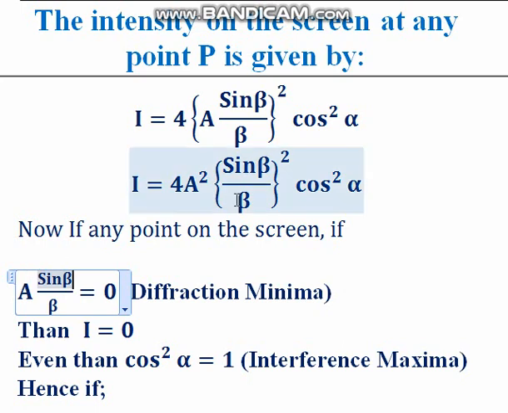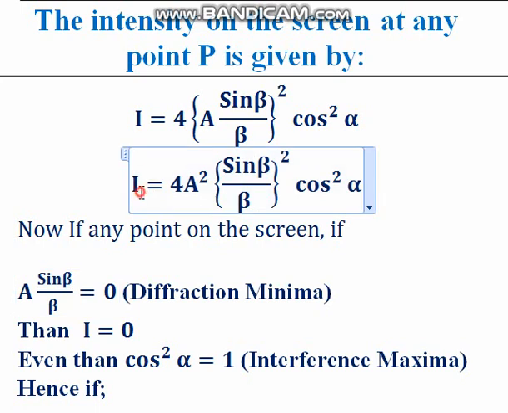What it is appearing in this expression. Okay, so at any point if this quantity is 0, that means there is a diffraction minima, then I is equal to 0. So if this term is equal to 0 on the screen, then I is equal to 0 whatever the value of cos² α. You know that cos² α is either plus 1 or 0 for the maxima and minima condition. So this condition gives you the central idea about the missing order.